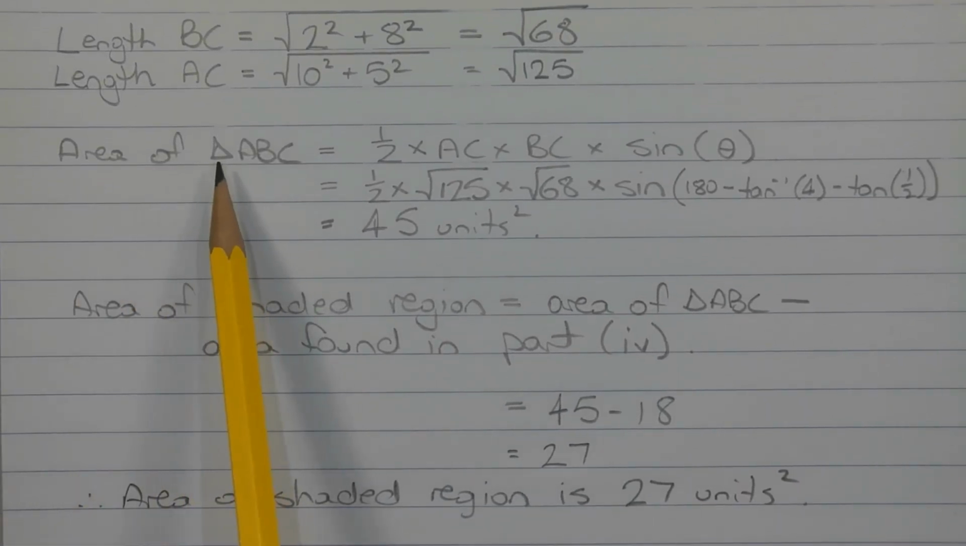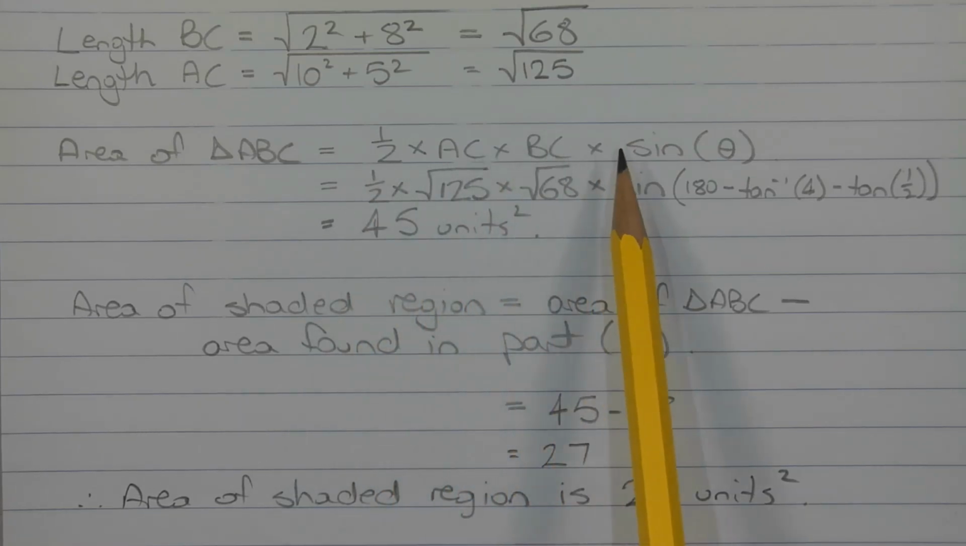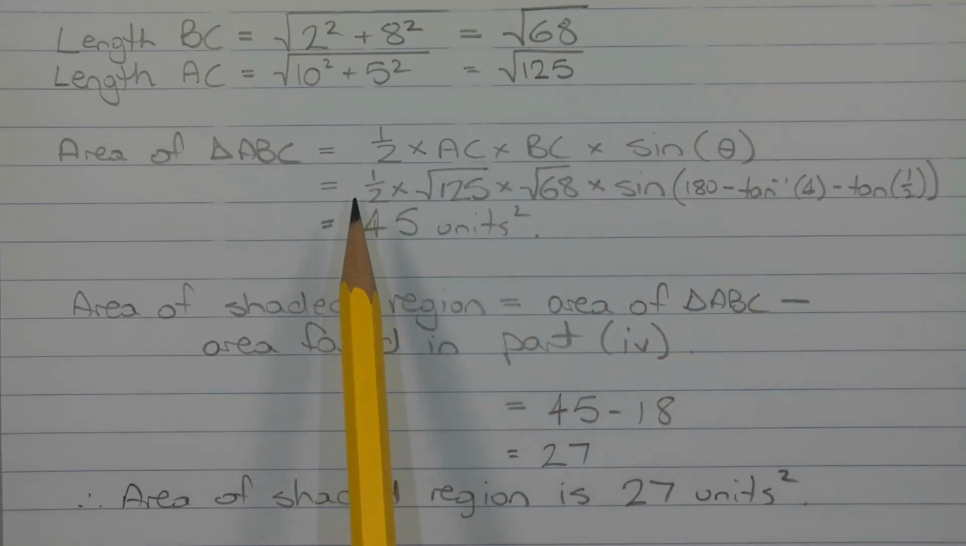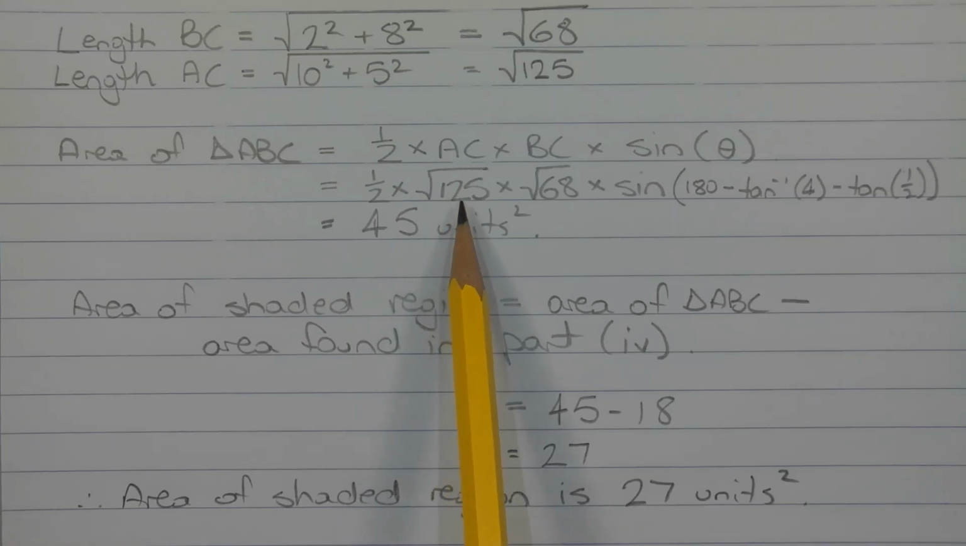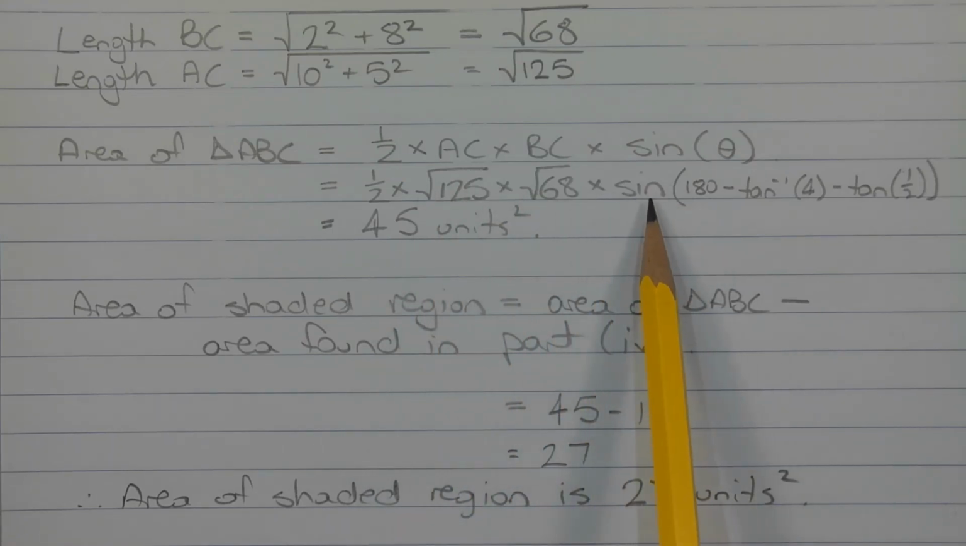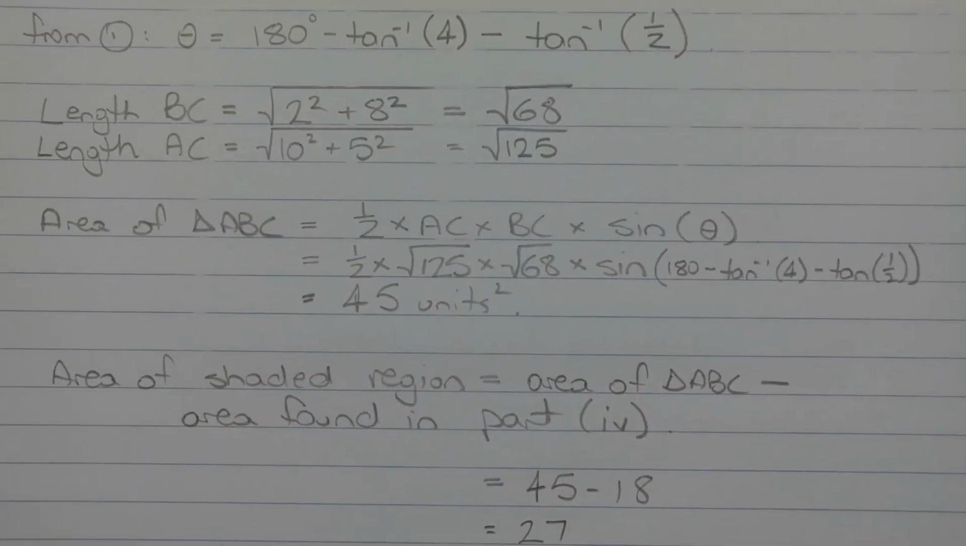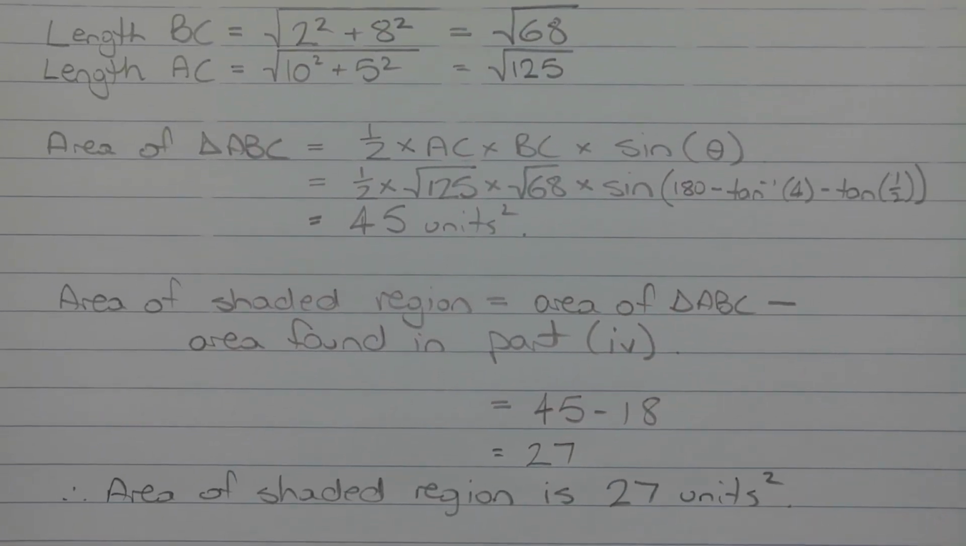So the area of triangle ABC is equal to half times AC times BC times sine theta. And that equals half times the square root of 125 times the square root of 68 times sine of this expression here. And that evaluates to 45 square units.